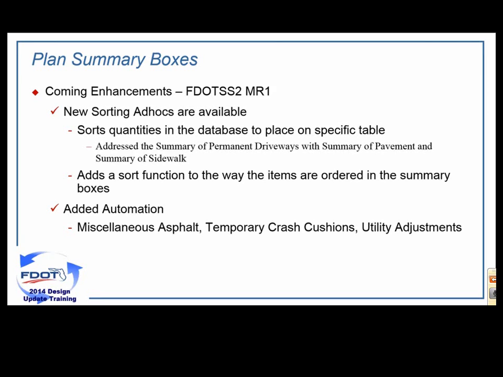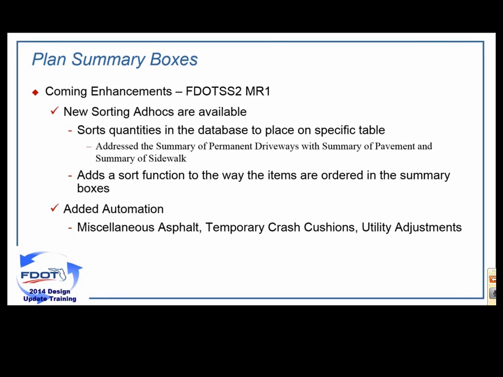So basically, let's use asphalt as an example. I will have asphalt that will go on my main line and down my road, and that needs to go on my summary of pavement. I also may have asphalt that needs to go on my driveways. So if I have all of that in one database, there was no way for me to automate that because it would pull all of the quantities for both applications at the same time.